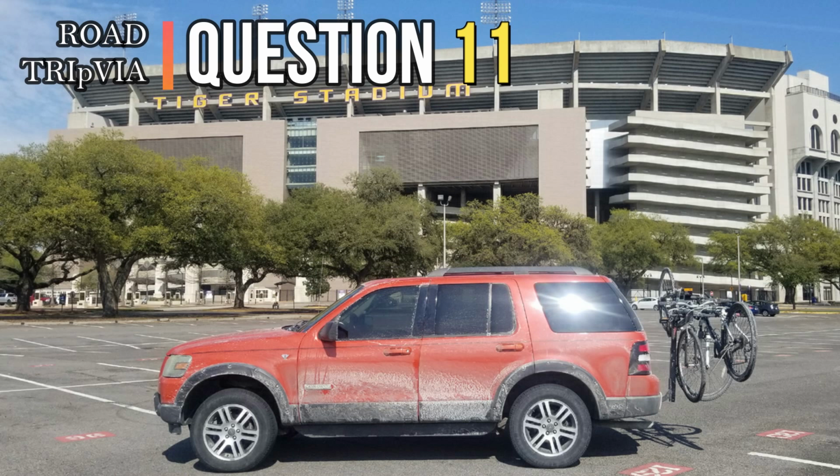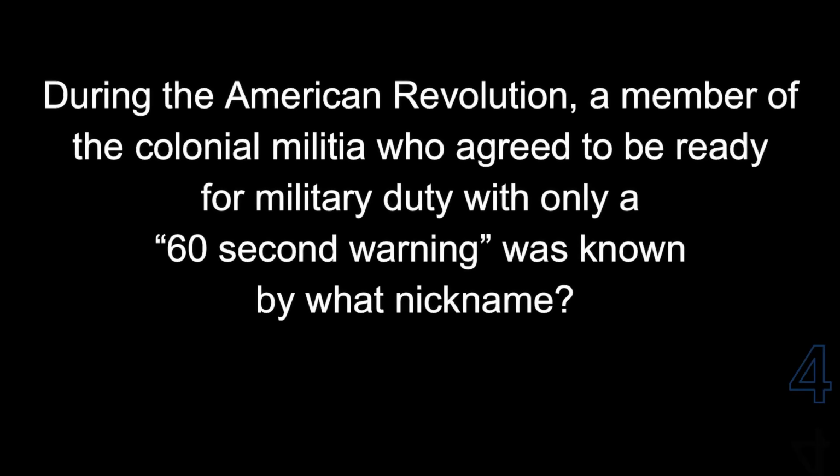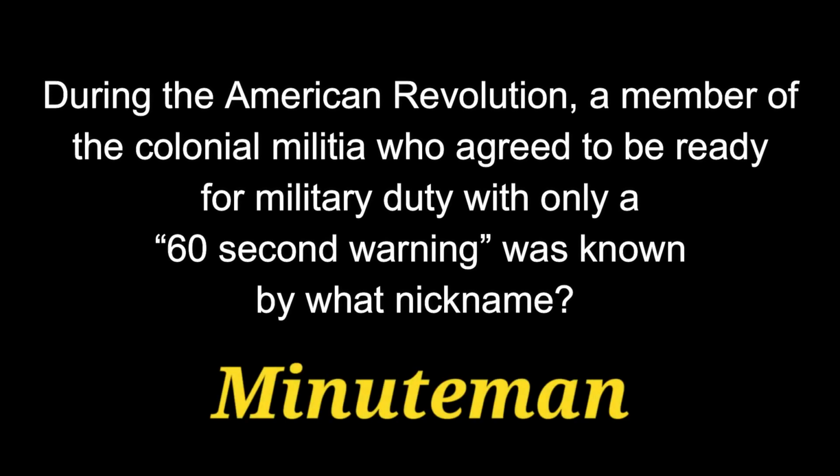Question 11. During the American Revolution, a member of the Colonial militia who agreed to be ready for military duty with only a 60-second warning was known by what nickname? If you could be ready to fight in 60 seconds, you were known as a Minuteman.